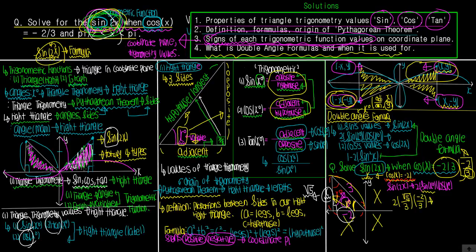So if we simplify this, we'll be able to get the sine of 2x. We will get 2 times square root of 5 over 3 times negative 2 over 3. If you multiply them together, the denominator will be 9, and in the numerator there will be negative 2 times square root of 5, and all of that times 2. So negative 4 square root of 5 over 9 will be the answer to this question. And this is the answer for the sine of 2x in our right triangle.